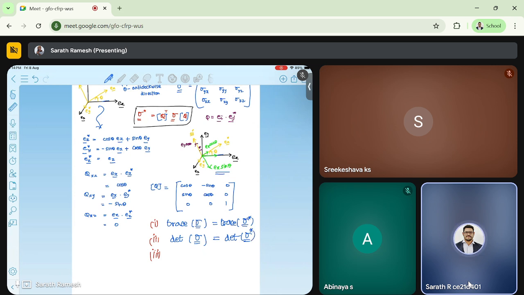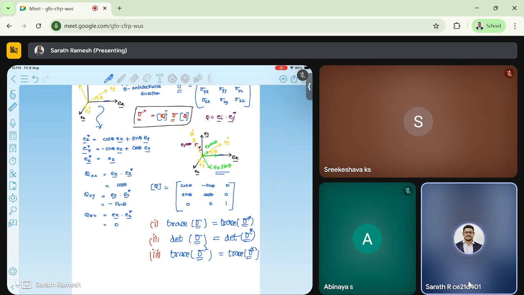Okay, it's like in a vector, if I change the basis, my vector magnitude won't change. It will always be the same. In the same way, in a tensor, there will be three things which will be the same if you change the basis, if you play with the basis. So what are those three things? Number one, the trace. Number two, the determinant. Number three is the trace of sigma square. Trace of sigma square will be equal to trace of sigma star square.